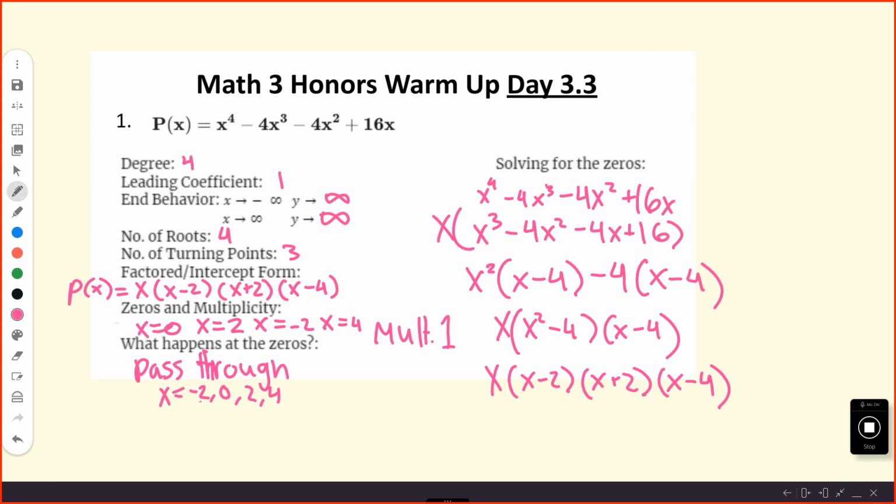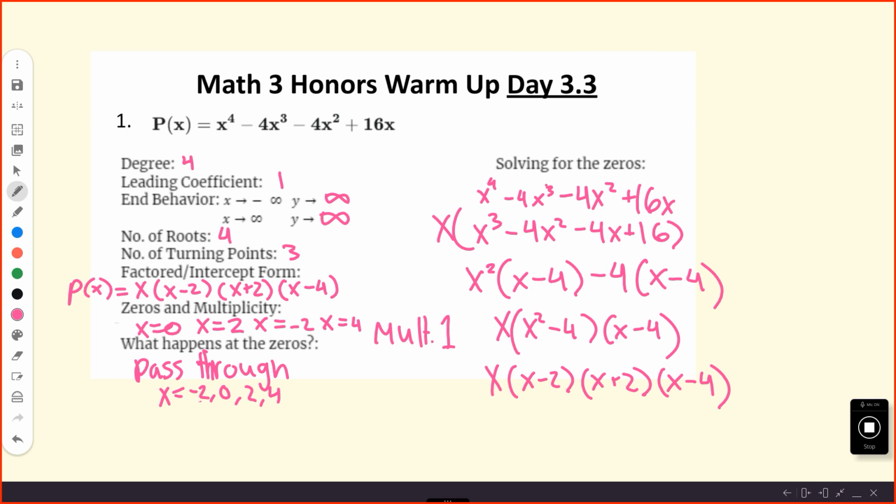Okay, so basically the degree is 4 because it's the highest power. Also, there's 4 of them, so it's 1, 2, 3, 4. The leading coefficient is 1 because you don't have a number coefficient right there, so it's 1. The end behavior is infinity because it's positive and even. Its number of roots is 4, but you just subtract, and so its number of turning points is 3.